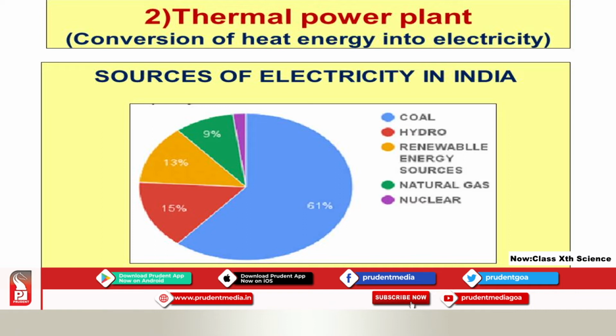Then around 15% is from hydro, that is from water. Around 13% is from the renewable energy sources like wind or maybe some ocean energy. Then 9% is from natural gas and a very small portion is obtained from nuclear energy. Okay. So, basically our country generates the maximum amount of electricity from coal.